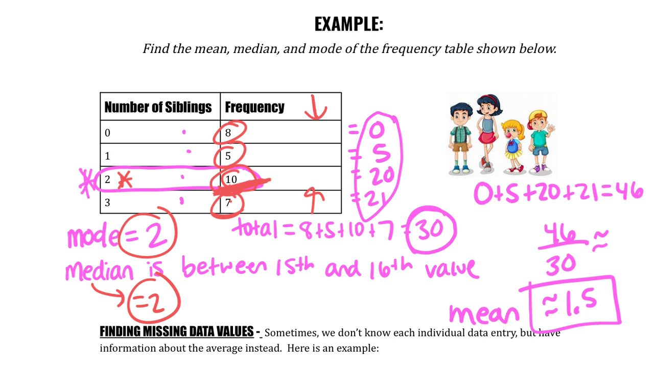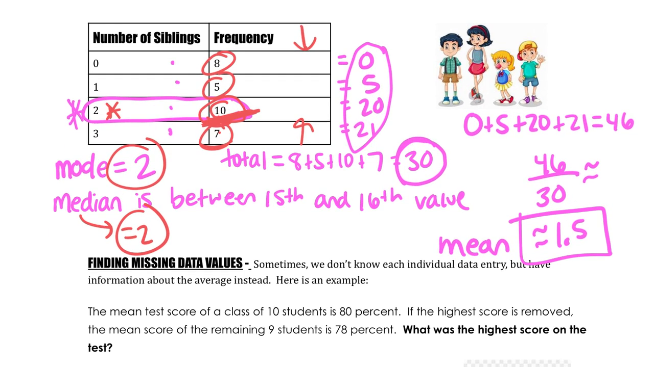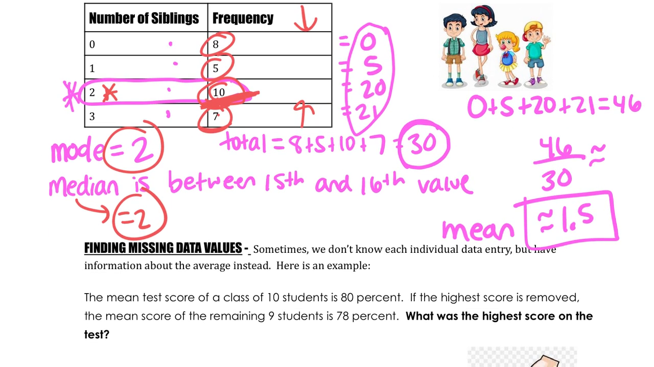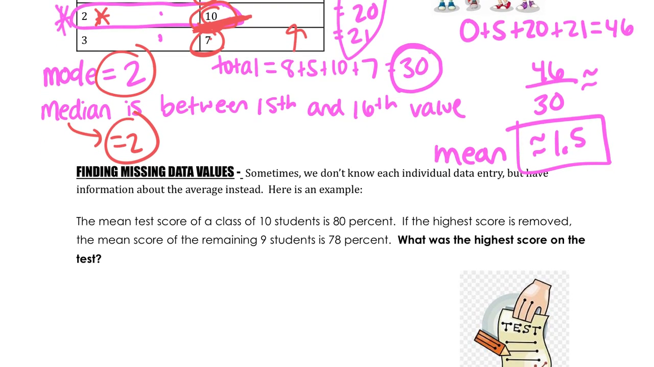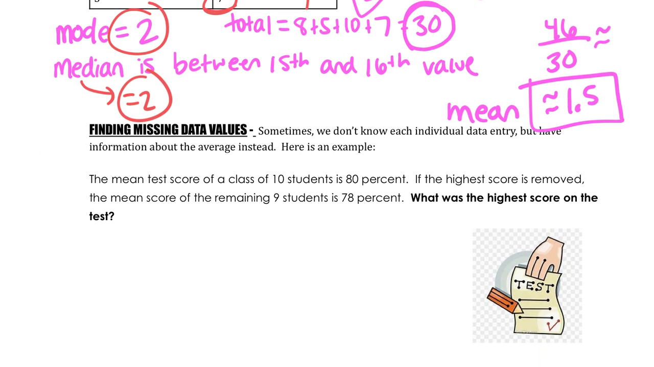So the mean, median, and mode from a frequency chart is a little bit more complicated. You don't have a ton of those on your homework, but it does show up on there. Just some general questions regarding it though. So the last thing is just finding missing data values. Sometimes we don't know each individual entry, but we have information about the average. So here's an example. It says the mean test score of a class of 10 students is 80. If the high score is removed, the new mean of those 9 students that are left is 78. And it says, what was the highest score on the test?